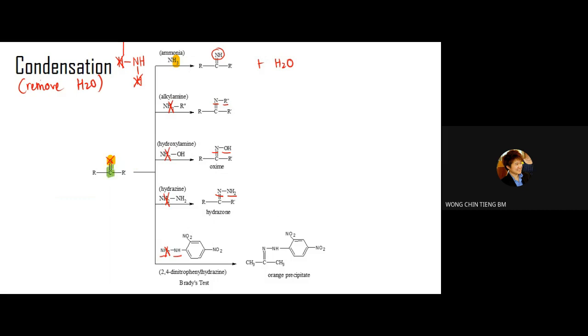The double bond remains. But earlier with O, now it's all with N. So I want to remind you of one thing. We only remove the O. My focus is only on the O, because the double bond doesn't change. Understand? Earlier I would highlight C double bond O.